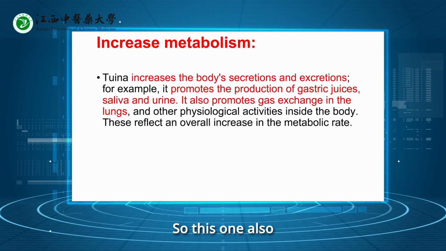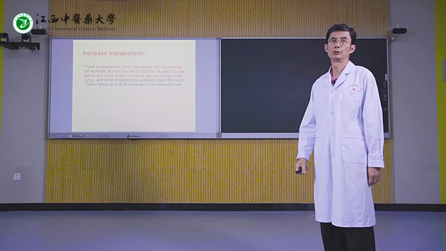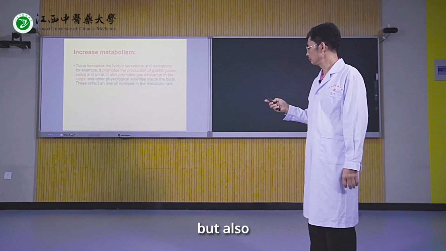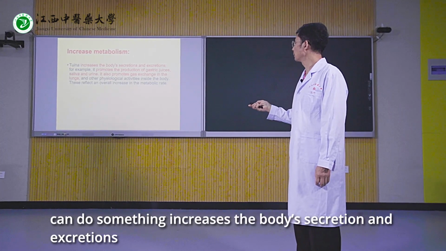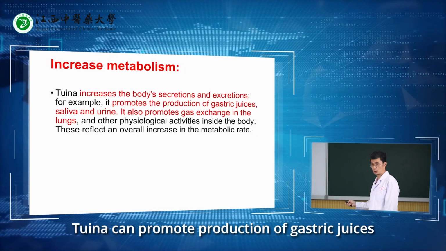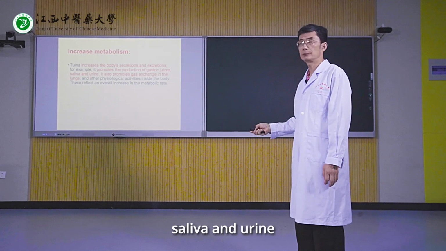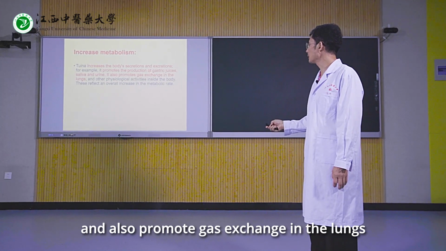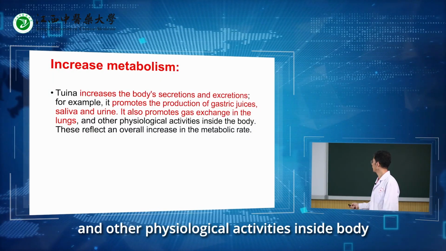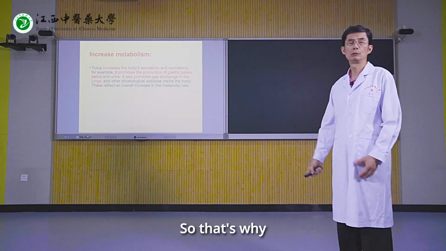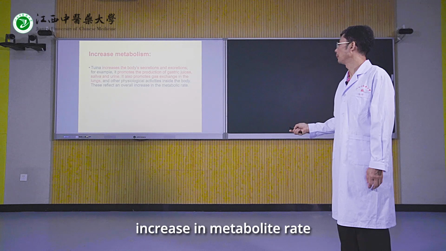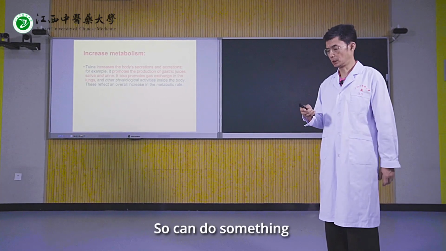So this also shows increased metabolism, not only on our body surface, in muscle, skin, soft tissue, and so on, but also in the body's secretions and excretions. For example, tuna can promote the production of gastric juices, saliva, and urine, and also promote gas exchange in the lungs. So it increases metabolism and other physiological activities inside the body. That is why it can reflect an overall increase in metabolic rate, and so can treat some problems.